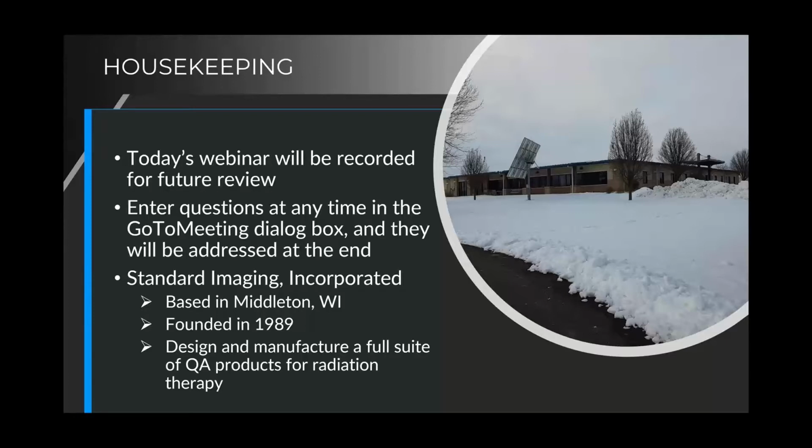Just a quick bit about Standard Imaging. We were incorporated in 1989 with our first mainstream product, our HDR 1000 well chamber for brachytherapy. You probably are familiar with that. We are based in Middleton, Wisconsin, just outside of Madison, thus the snow on the ground. It's actually pretty nice most of the year, but we do get a fair amount of snow in the winter. We're very close to the University of Wisconsin, and we've got a very good relationship with not only the university itself, but also the calibration lab at UW for having chambers, electrometers, et cetera, calibrated by an accredited lab.